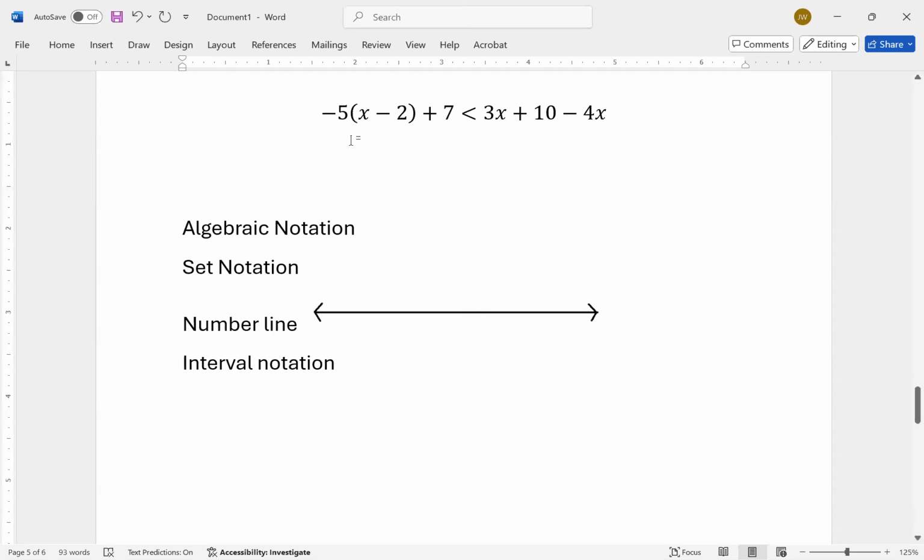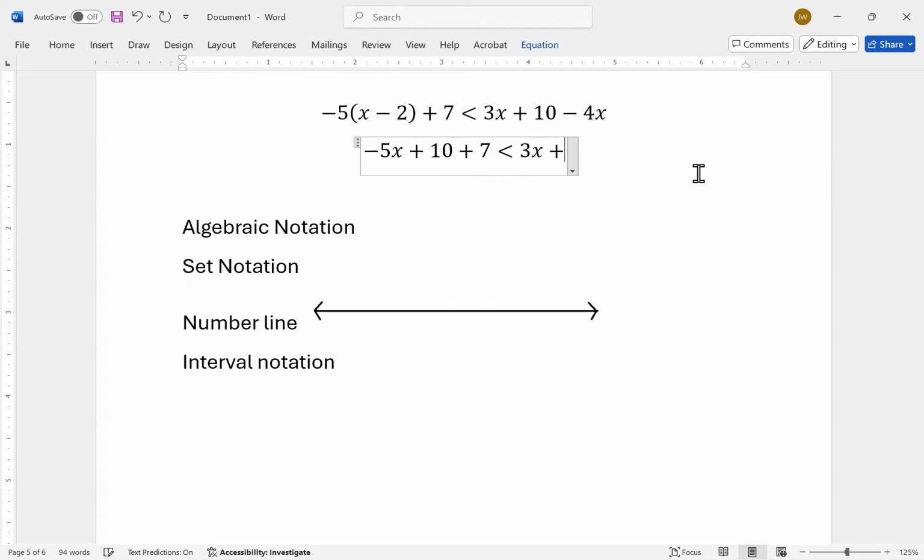The first step I would do is I would distribute this -5 into both terms. Now, we are multiplying by a -5, but we're not multiplying both sides by a -5. This is just a simplification step. So the direction of the sign stays the same, and we get -5x plus 10 plus 7 is less than 3x plus 10 minus 4x.